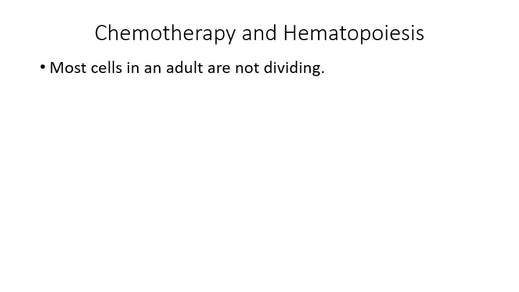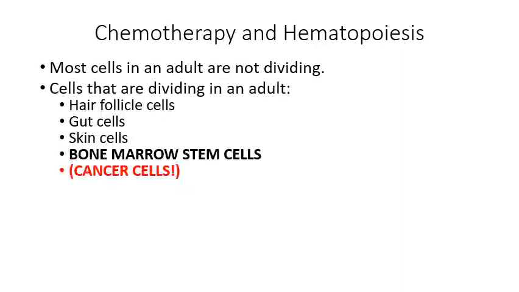Most of the cells in the adult are not dividing. The ones that are dividing include the hair follicles, right? So one of the side effects of cancer treatment is that your hair falls out. Another cell that's constantly dividing are the epithelial cells that line the gut in the intestine.